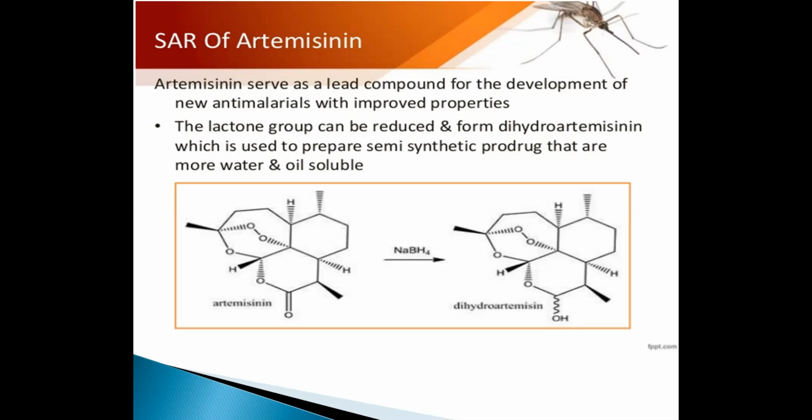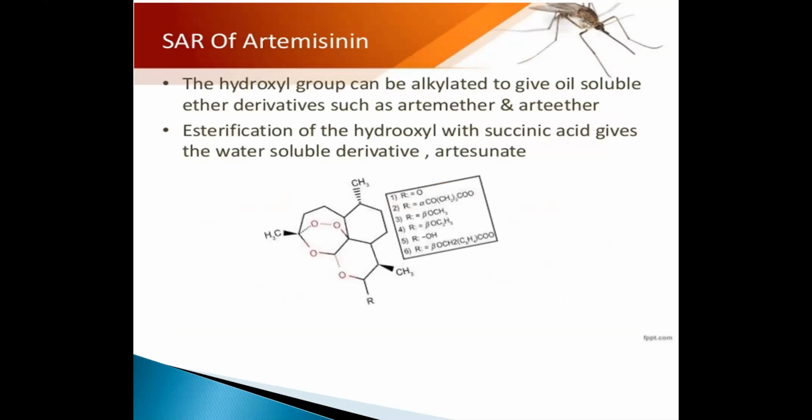is used for preparation of semi-synthetic products that are more water soluble. So you convert it into dihydroartemisinin. If you see, your carbonyl group gets converted to a hydroxy, a reduction. The hydroxy group can be alkylated to give an oil soluble ether derivative such as artemether and arteether.